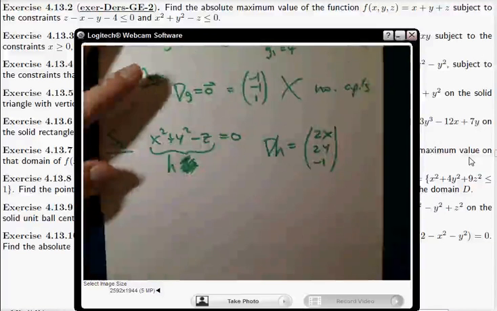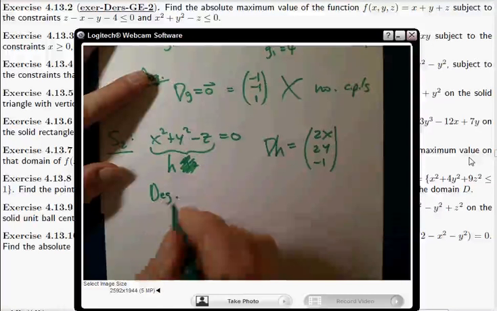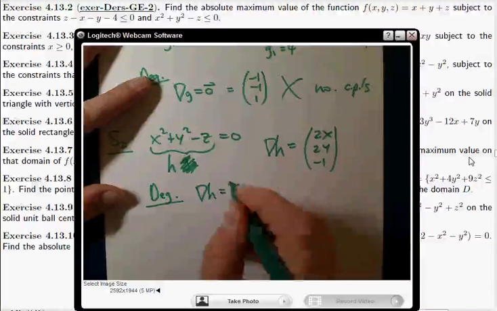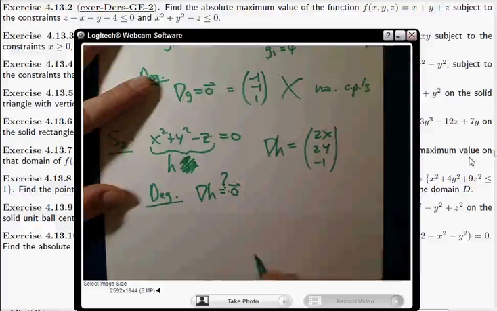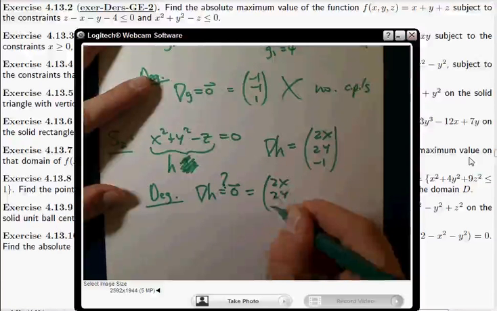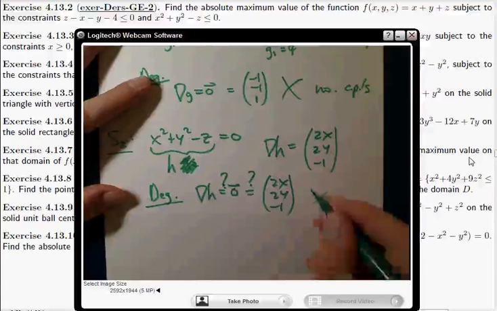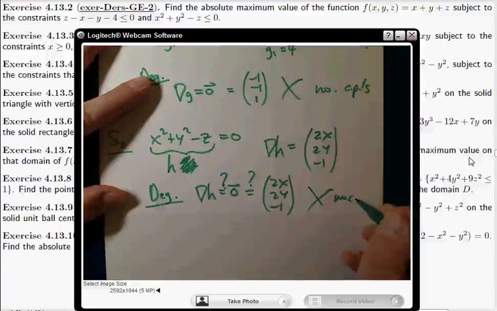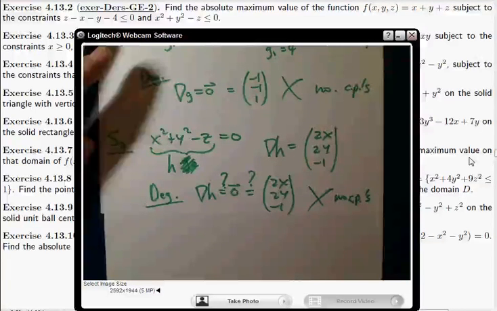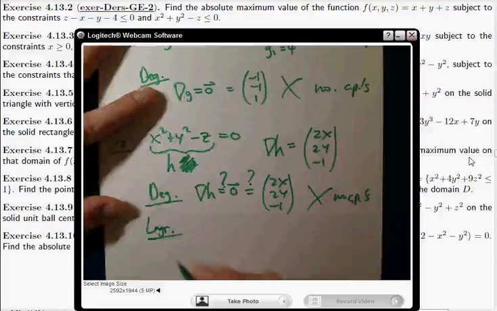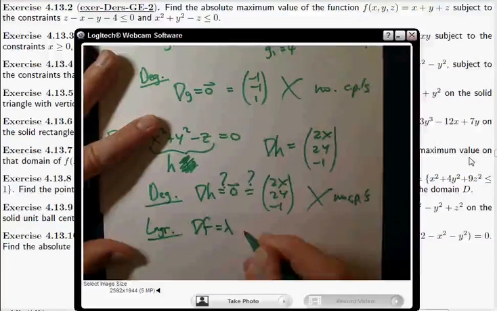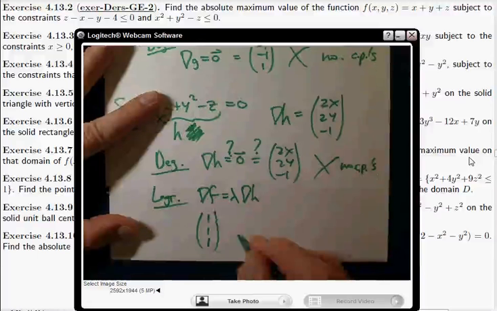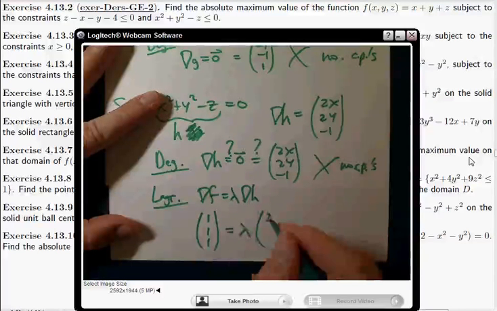Okay, so let's play the game. First, let's do degeneracy, because we really should have done that first anyway. The degeneracy is, where is the gradient of H equal to 0? In other words, where is this equal to 0? Answer: it's never equal to 0. That coordinate's always non-zero, so there are no degenerate critical points. The Lagrange condition is, the gradient of f equals some multiple of the gradient of h. So the gradient of f needs to be some multiple of the gradient of h, and this might work.